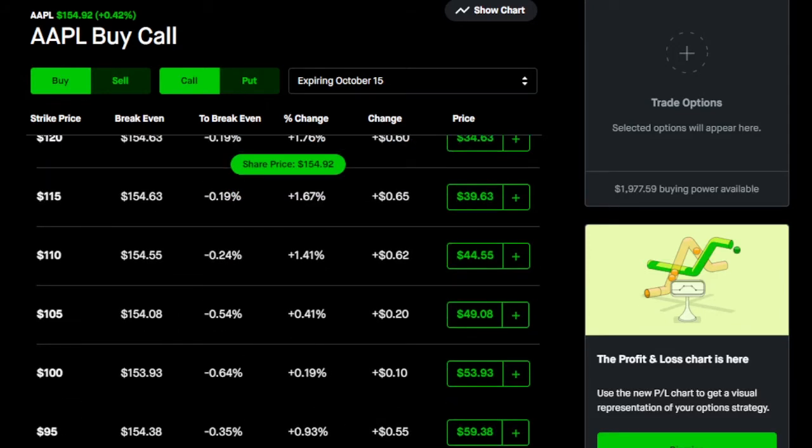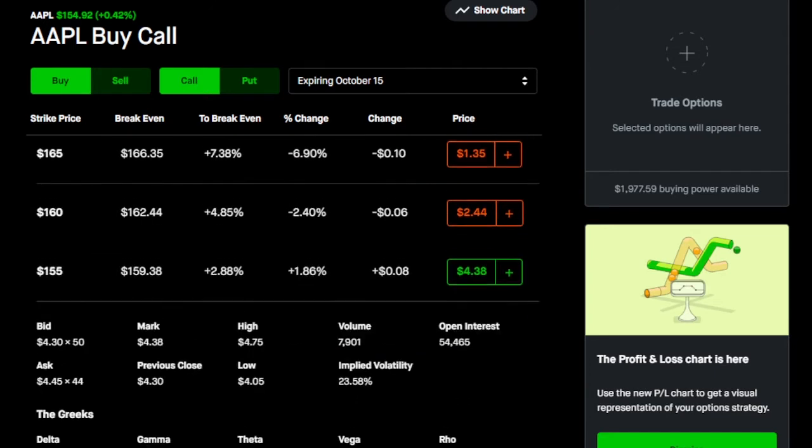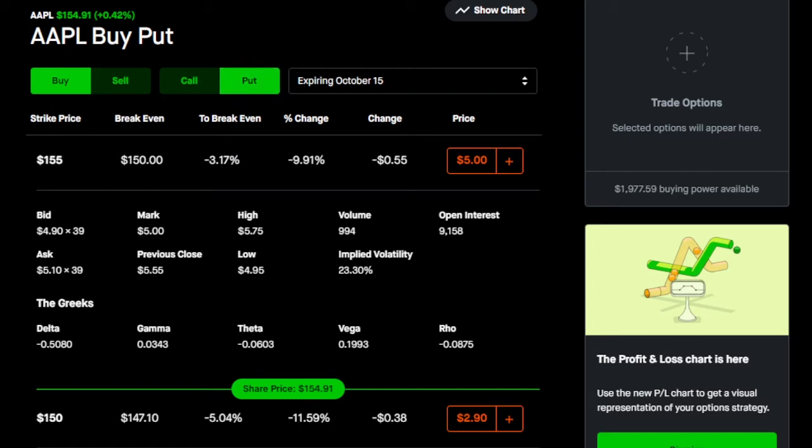Lastly, option deltas are typically around 0.5 for at-the-money contracts. You can see the 155 on both the call side and the put side have deltas right around that 0.5 number, and that is pretty standard.